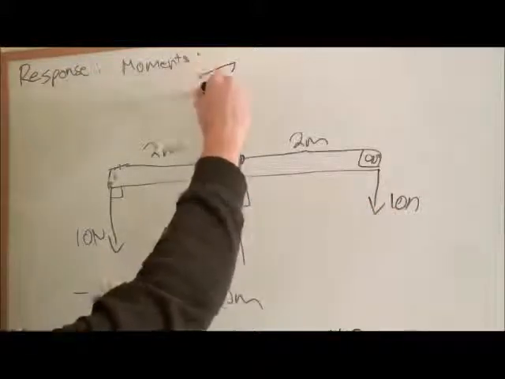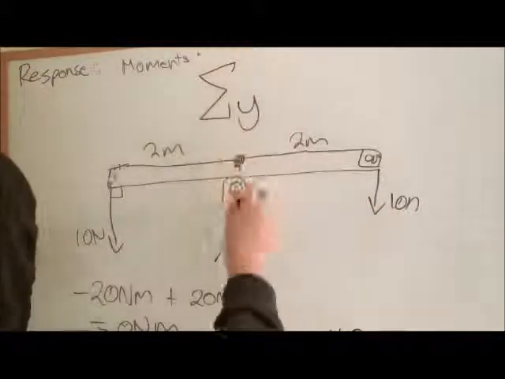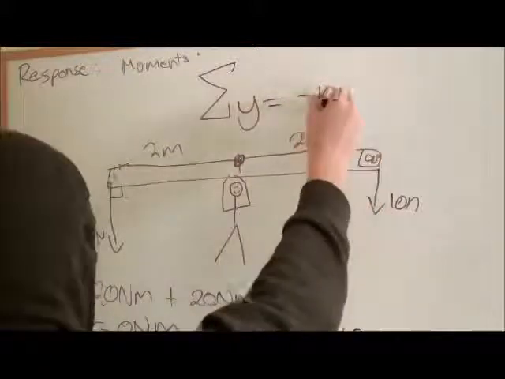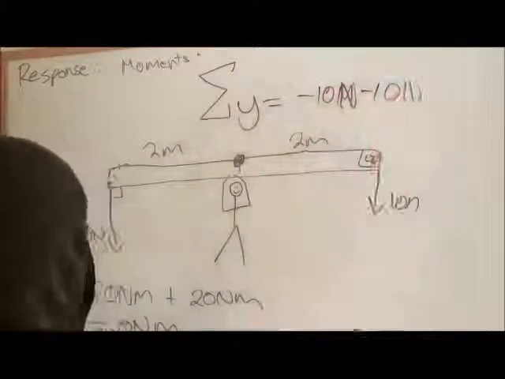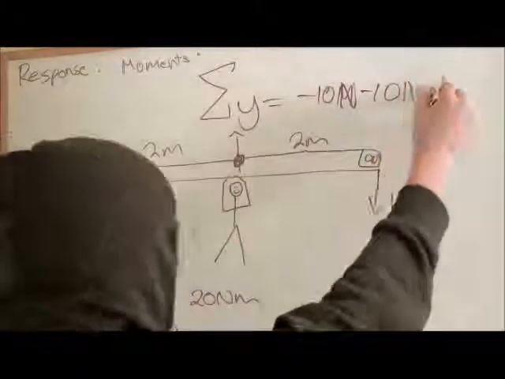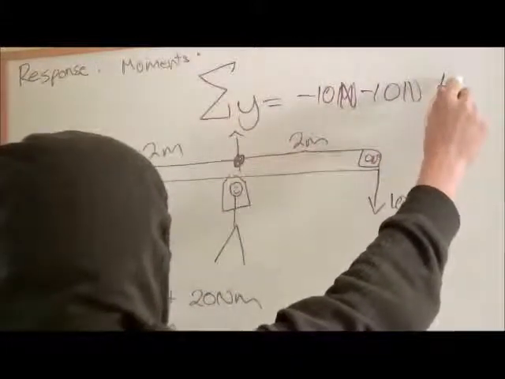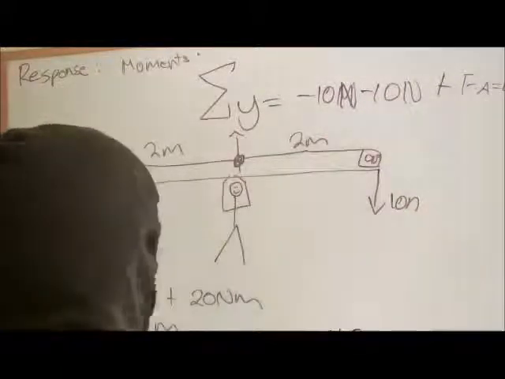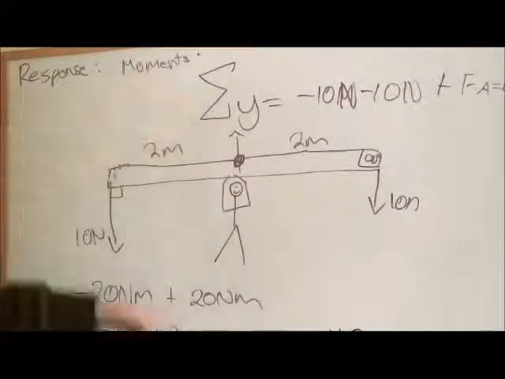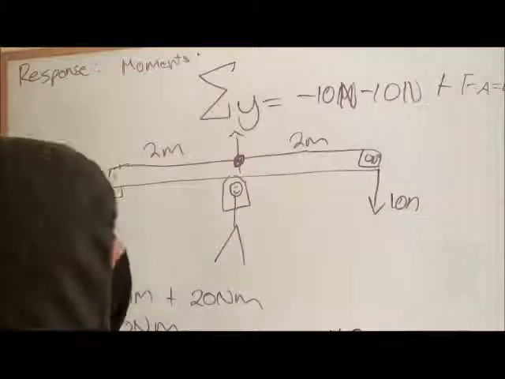Remember this: the sum of all the y forces acting on this beam will equal negative 10 newtons, minus 10 newtons, that's negative 10 as well, plus whatever he's putting on the bar. So plus force A. And that will all equal 0 if the bar's not moving. Because if it equals negative 20, the bar would be going down. You probably should know how that works by now.